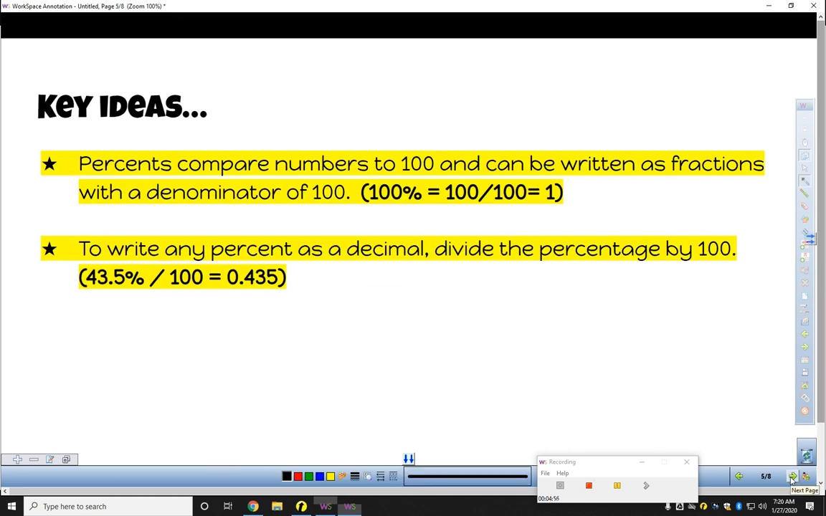So just some general ideas to remember here. Number one, a percent compares numbers to 100 and can be written as a fraction with a denominator of 100. So you'll notice here 100%.